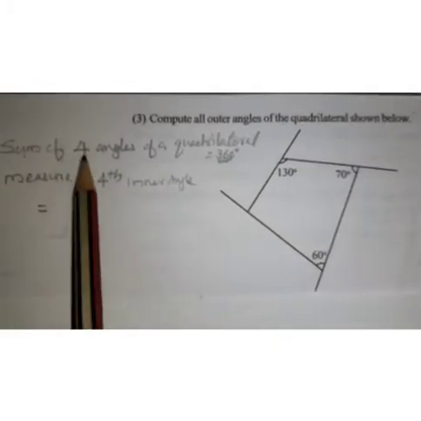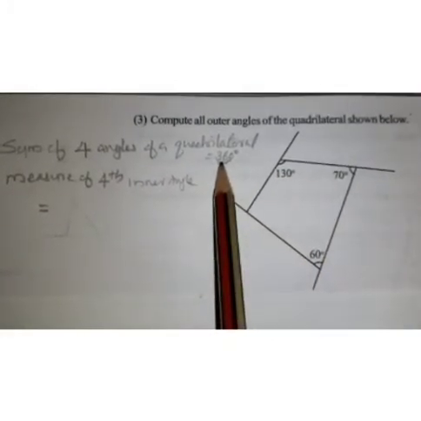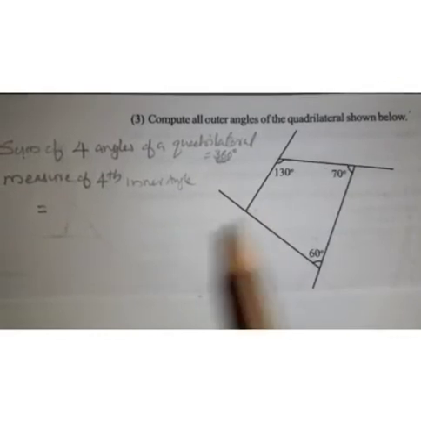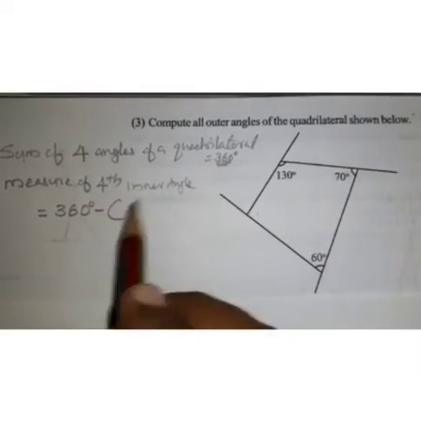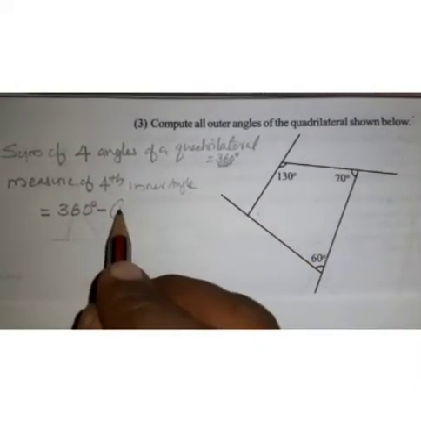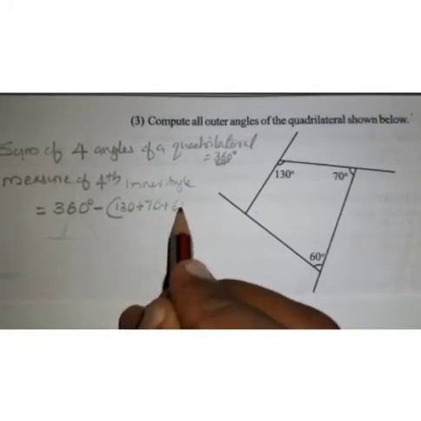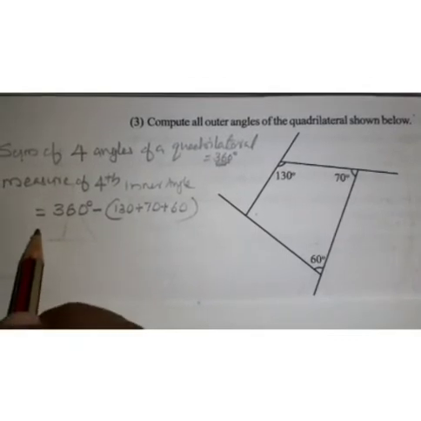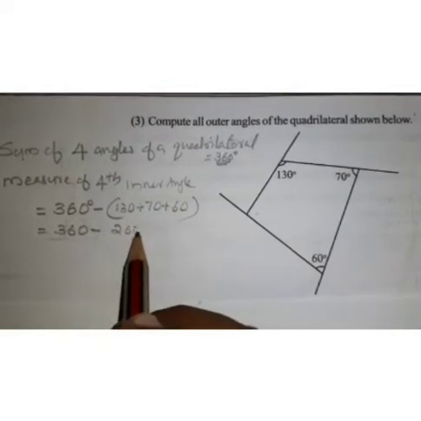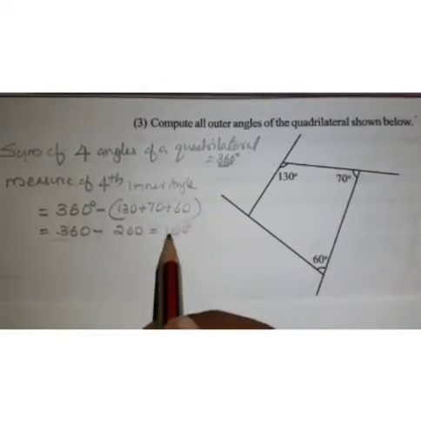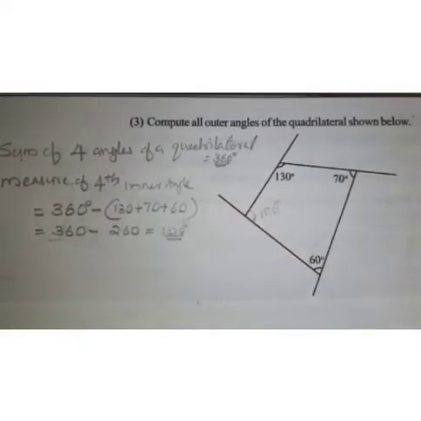So the sum of the 4 angles of a quadrilateral, all these 4 together, is 360. So first you have to find this inner angle. How will you find it? The total is 360 minus these 3 angles added: 130 plus 70 plus 60. So the angle is 360 minus 260. How much? It is 100 degrees. So this angle you are getting as 100 degrees.